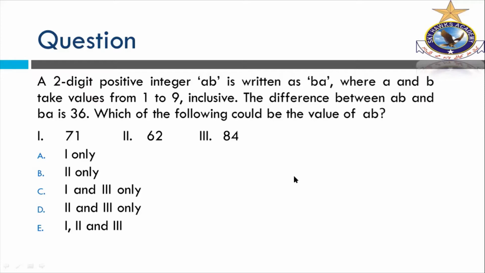So just see if you can do a little work and make a guess that what should be the option out of these five. That we have only one solution, or second is the solution, or one and third can be, or second and third. Let's see. It's just an idea. So two-digit positive integer AB is written as BA. Okay, so it has to be 36.